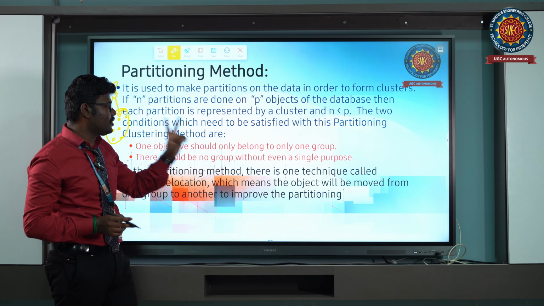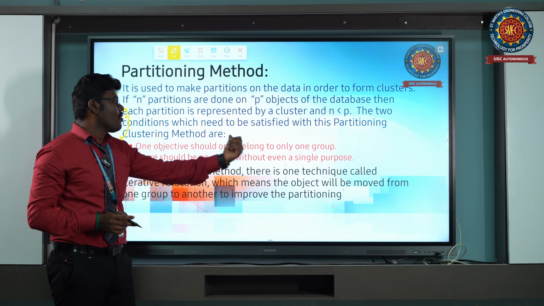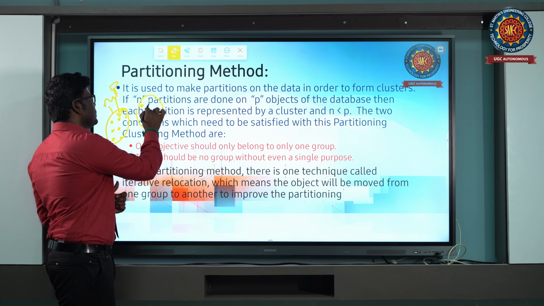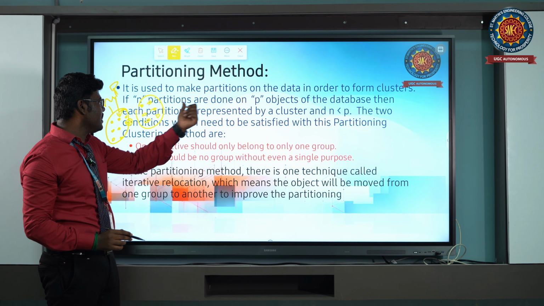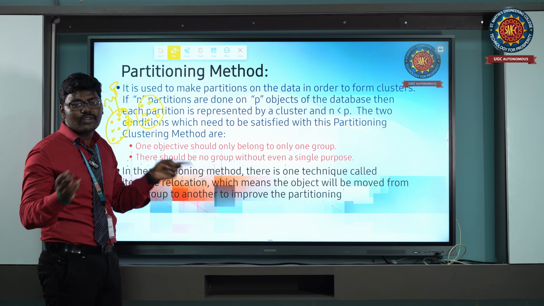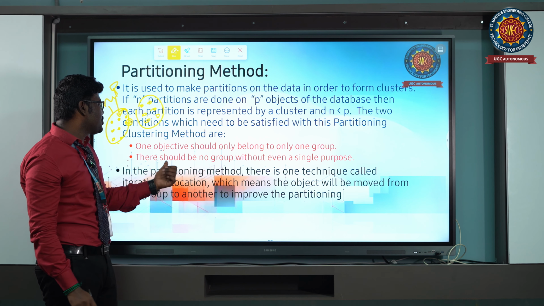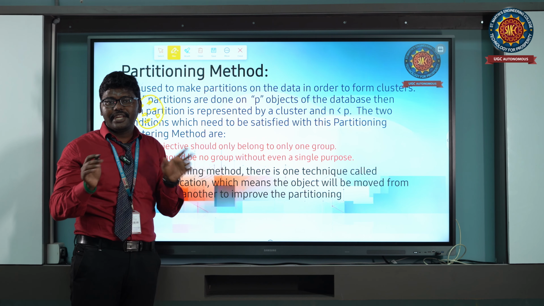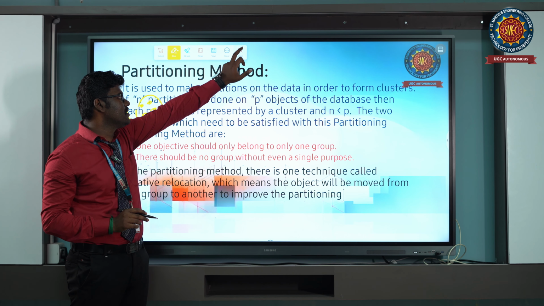Here we need to follow 2 conditions. One is that one object should only belong to one group. Say for example, I have 2 clusters. Then a data point should come with either group A or group B, right? It does not belong to both groups in common. The next condition, there should be no group without even a single object. We cannot make a new group at any cost. So these 2 conditions we follow in the partitioning method.